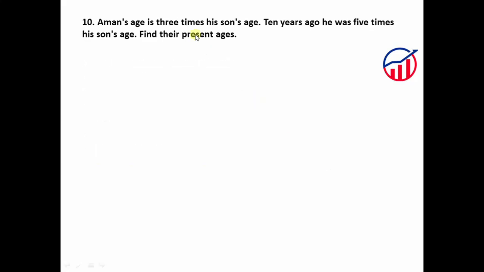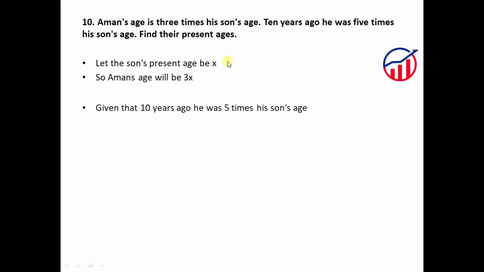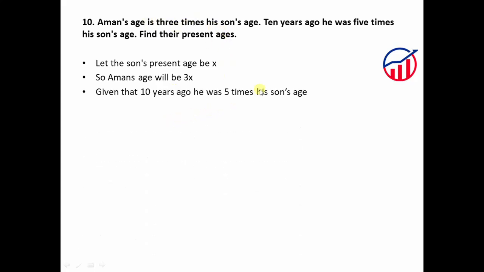The last question from this particular exercise 2.4. A man's age is 3 times his son's age. 10 years ago he was 5 times his son's age. Find their present ages. So let the son's present age be x. So a man's age will be 3x because he is 3 times his son's age. Given that 10 years ago he was 5 times his son's age.